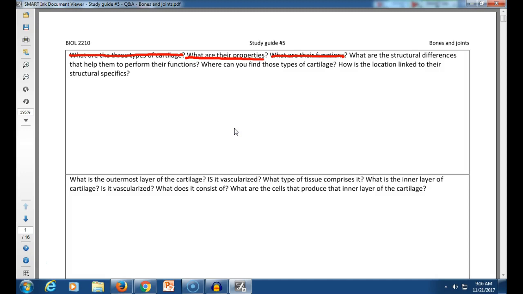Structural differences help them perform their functions. Now, this is something I want to mention. Elastic cartilage, elastin, right? Fibrous cartilage, thick collagen fibers. Those thick fibers are what enable it to resist the compression forces. Does that make sense? We kind of covered where you can find those types of cartilage. Think about how location is linked to their functions. Okay?